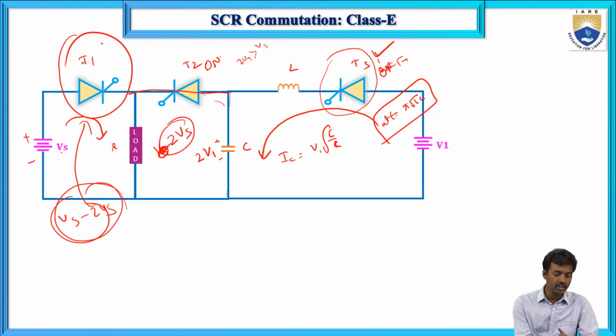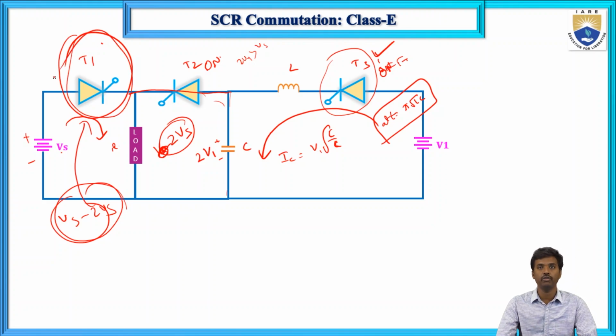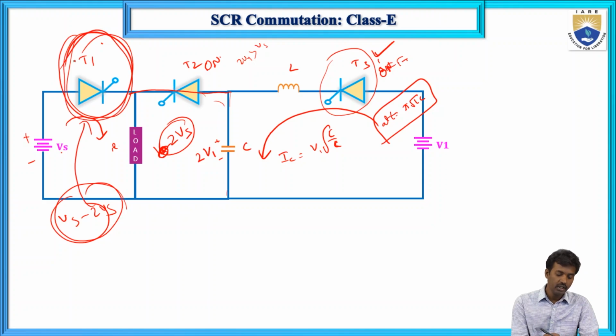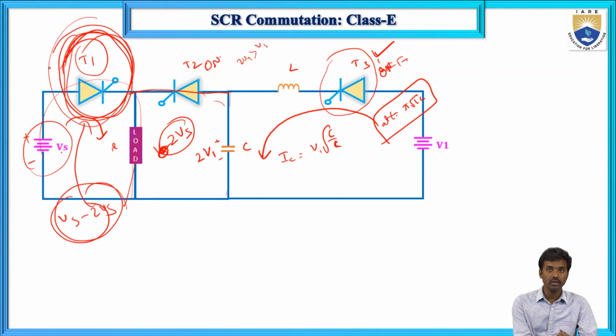So now here this T1 is turned off. T1 is turned off means in this way T1 will be done. Initially T1 is the main thyristor and T2 and T3 are auxiliary thyristors. Initially we give voltage to this T1 and current flows to this load. To turn off this T1 we are using T2, T3, V1, L and C components.